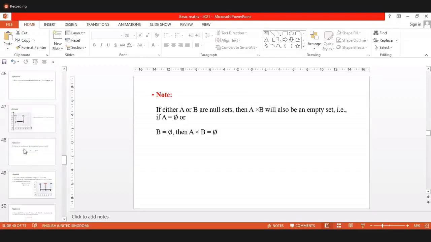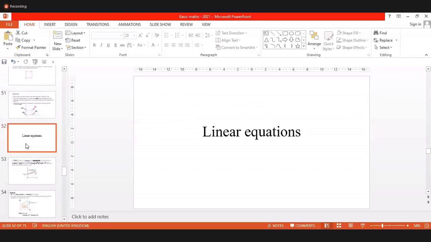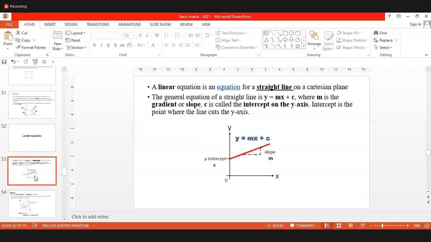So yes, good. If you get some clarifications, you ask like Imanti did, right? Then we'll see. A linear equation is an equation for a straight line on a Cartesian plane. So we are having a straight line. That is the linear equation. The general equation of a straight line is y is equal to mx plus c, where m is the gradient or slope, c is called the intercept of the y-axis. Intercept is the point where the line cuts the y-axis.